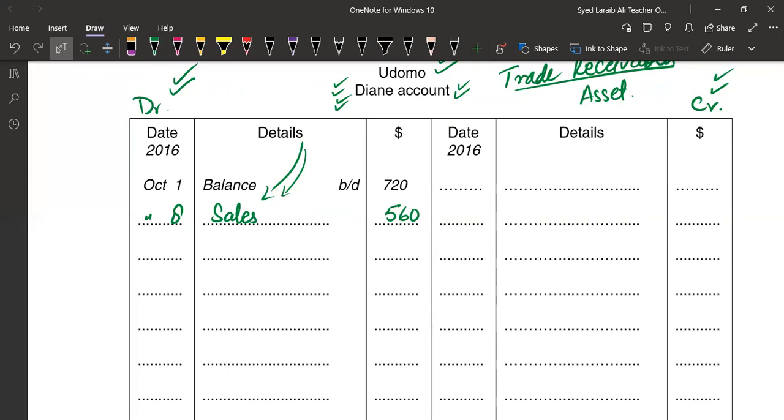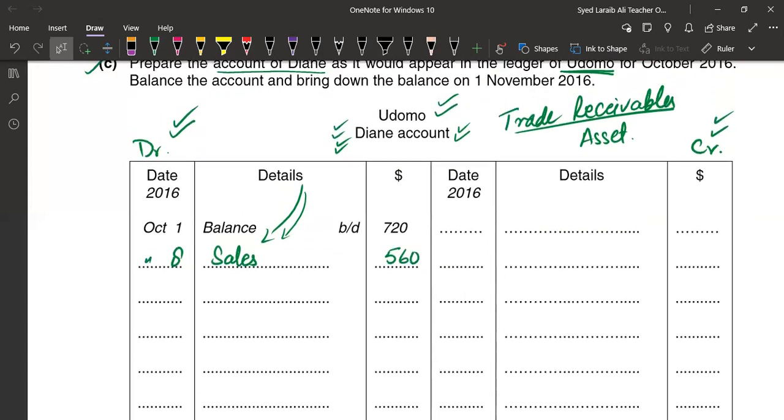and it is recorded on the credit side. So the trade receivable would be written on the credit side. I would first write the date, October 16, 2016. Diana's account has been credited by $100 against sales return or returns inwards, right? I hope this is clear to you.